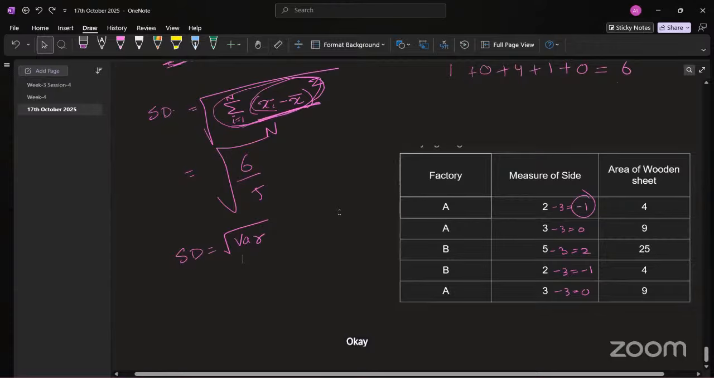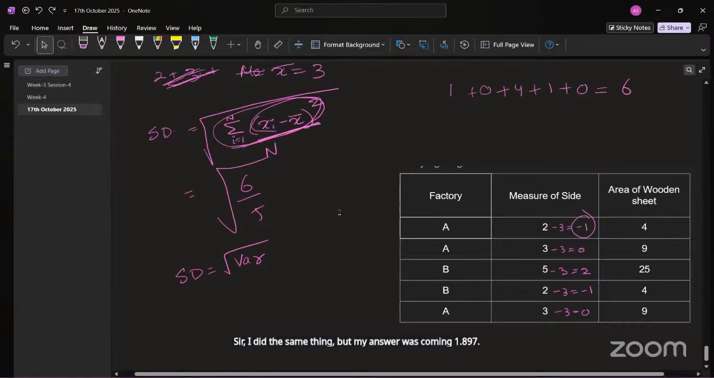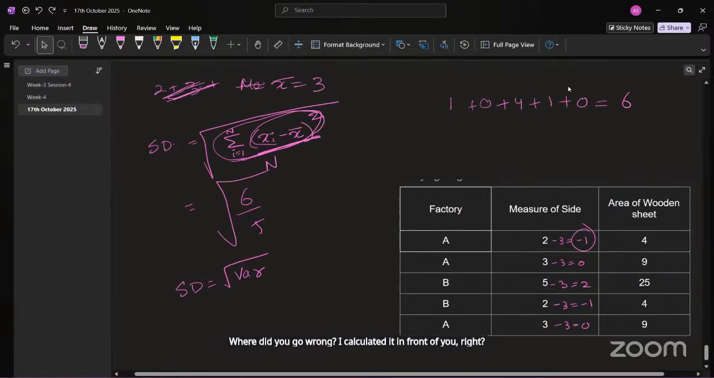Sir, I did the same thing, but my answer was coming 1.897. Okay, where did you go wrong? I calculated it in front of you, right? Yes, sir, same thing I did, but why is my answer different, I cannot understand. Then check your calculator maybe. Okay. You got the sum 6, right?